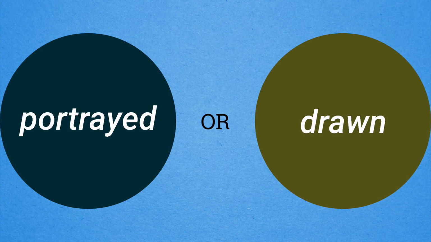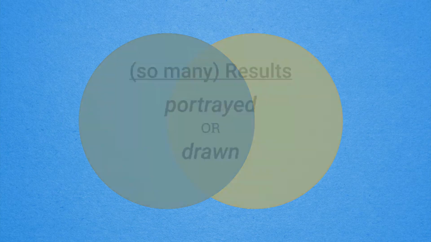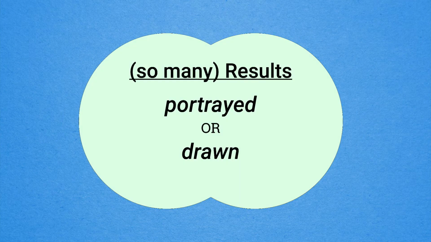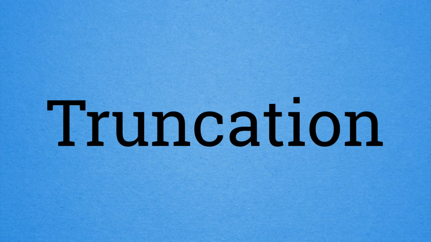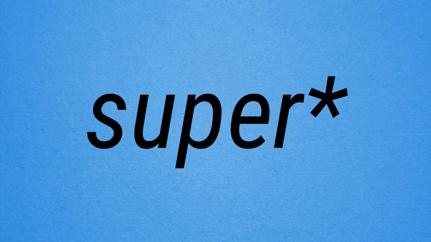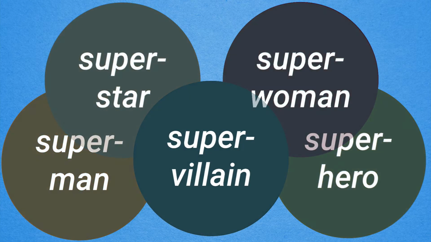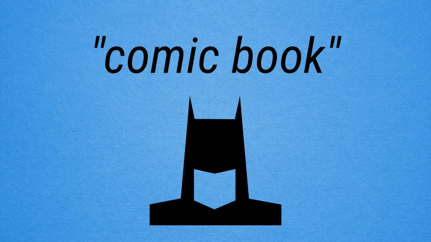Use OR to group similar keywords or concepts together. For example, portrayed OR drawn. Use truncation to indicate you want all forms of a word. Truncation usually uses an asterisk. For example, super asterisk indicates you want all words starting with super: superhero, supervillain. Use phrase searching. Phrase searching works by using quotes to indicate a phrase. For example, open quote, comic book, end quote.